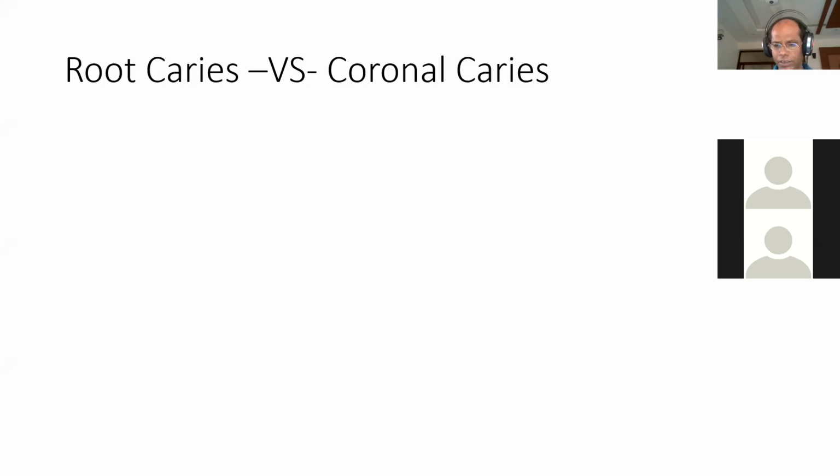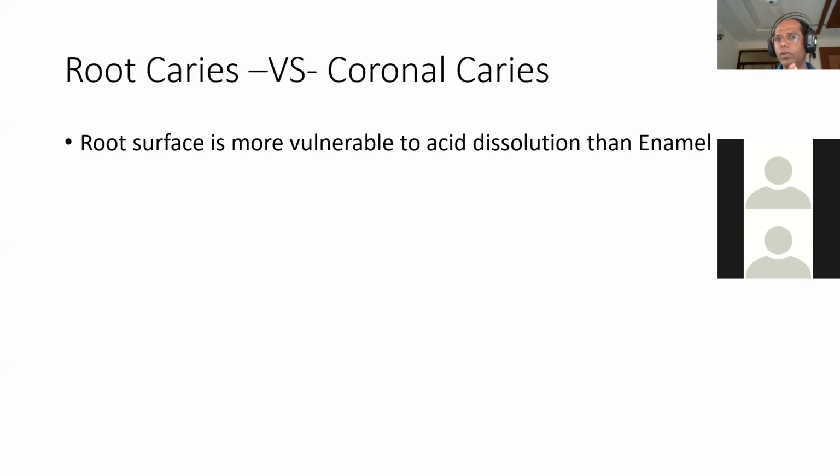So the root surface is more vulnerable to acid dissolution than enamel, because enamel is harder, and cementum, if you compare, is less mineralized than enamel. So when acid is produced by the metabolism of carbohydrates by the bacteria, the so-called cariogenic bacteria, that acid causes the dissolution or demineralization of the enamel or hard tissues like cementum. So cementum dissolves more rapidly than enamel, because enamel is harder.